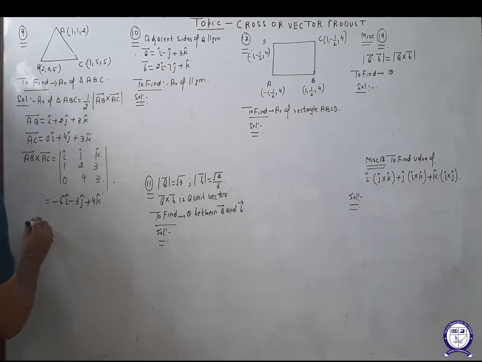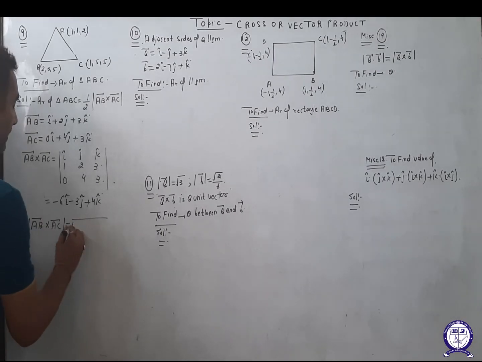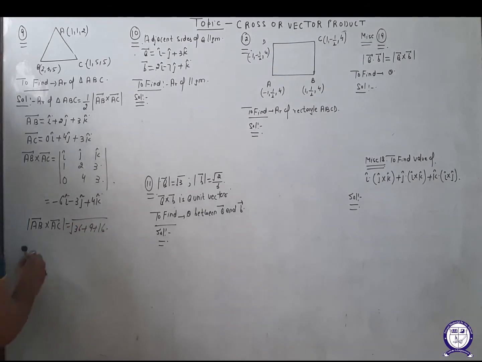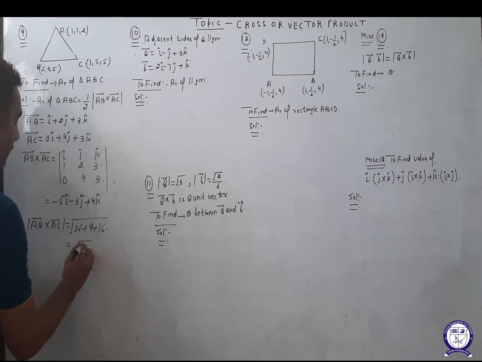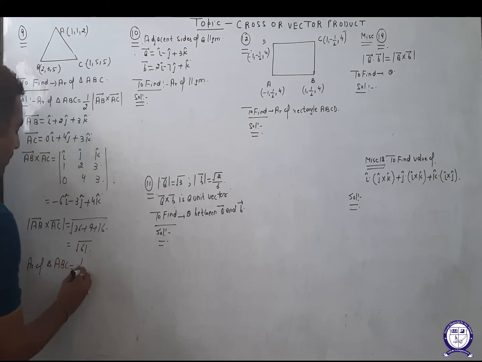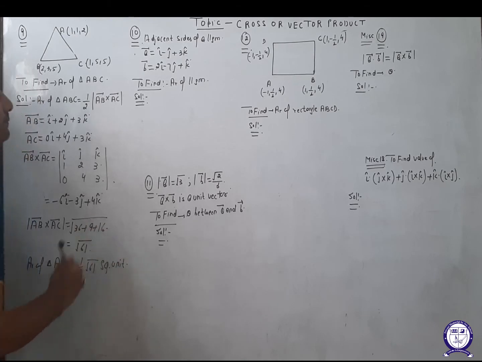Now get its magnitude. Magnitude of AB vector cross AC vector is equal to, again, 36 plus 9 plus 16. It becomes under root 61. So area of triangle ABC is equal to half root 61 square unit.